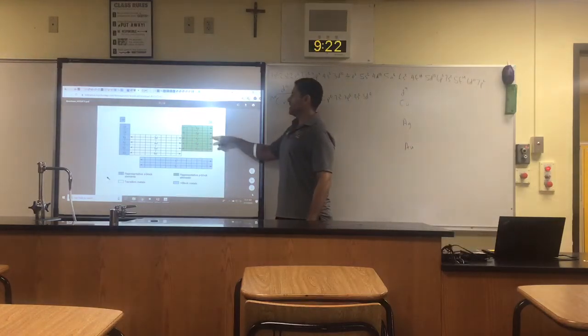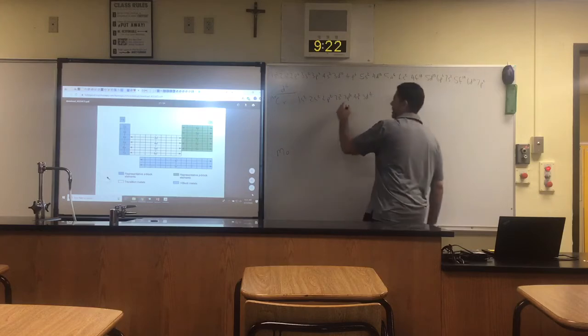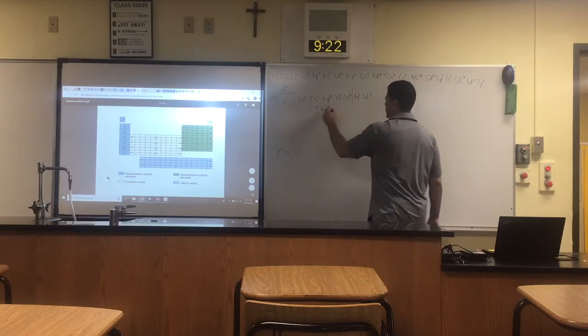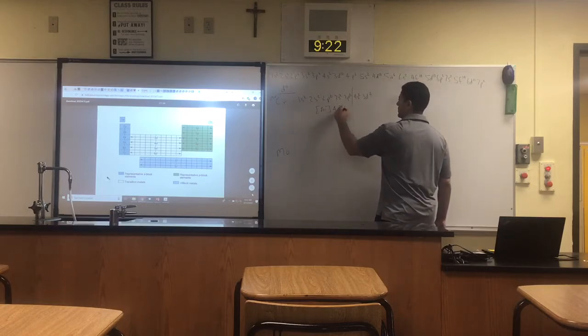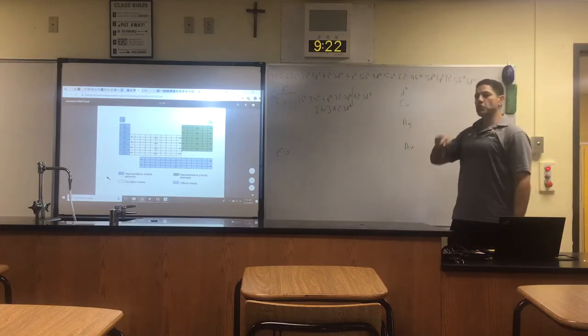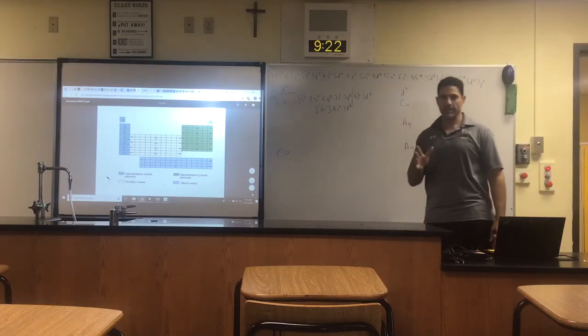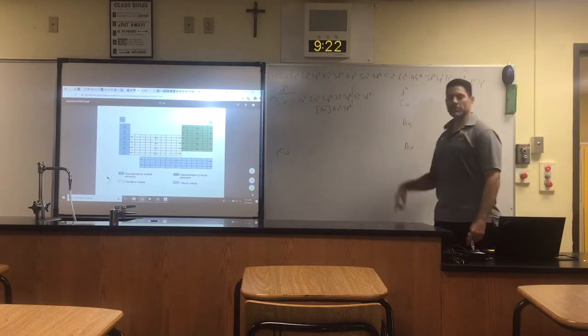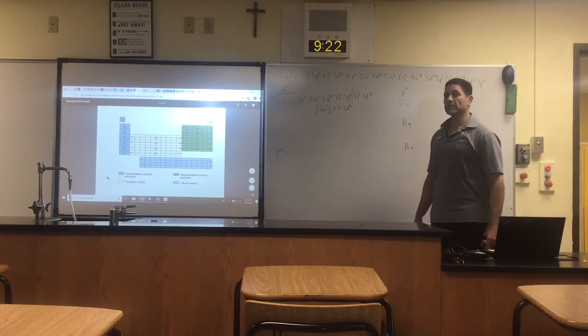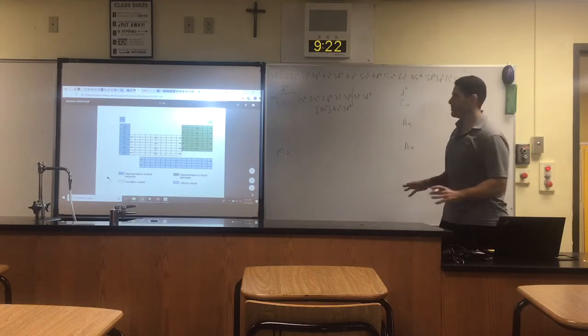Since we just learned how to do the shortcut, we might as well practice. Chromium is in period 4, so it's going to use the noble gas from period 3, which is argon. Argon's number 18. Look at the shortcut for chromium. It'll be argon, okay? And then it's 4s2, 3d4. Now, that is what you expect chromium to be. However, chromium does not follow that electron configuration. I'm going to show you what it does, okay, and explain why.